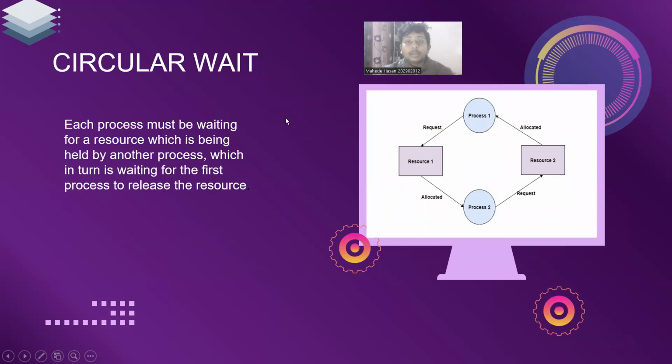Circular wait is a condition when a process is waiting for the resource held by a second process, and the second process is waiting for the resource held by a third process. This is called circular wait. The next part will be discussed by my another team member, MD Ziaul Haq Zia.